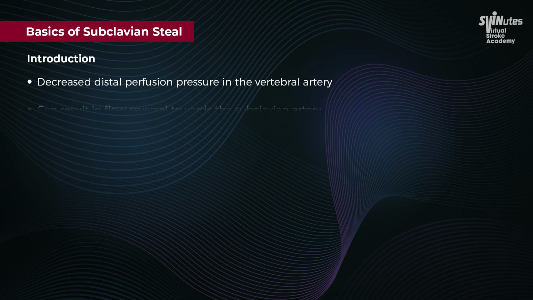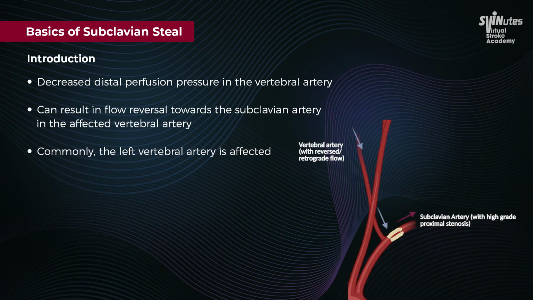Regarding vascular pathophysiology, the concern is related to distal perfusion pressure in the vertebral artery, which can decrease as the degree of ipsilateral subclavian artery stenosis increases. Eventually, the perfusion pressure will fall below that offered by the unaffected vertebral artery or collateral anterior circulation and result in flow reversal in the affected vertebral artery. More commonly, the left vertebral artery is affected, possibly due to a more acute angle of origin.